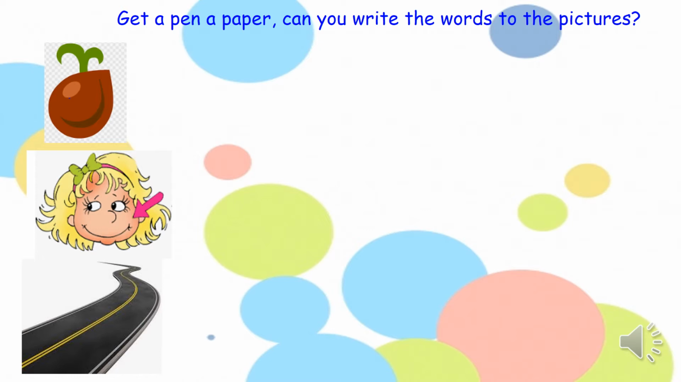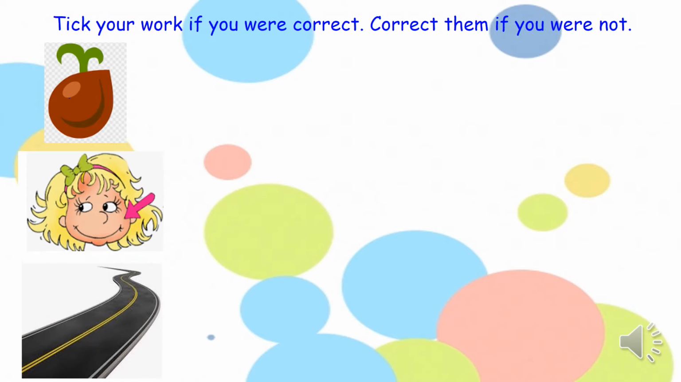So the first word, you have seed. The second word, you have cheek. And the third word, you have street. Pause the video here and write those words. Amazing, well done. Now let's have a look to see if you were correct.